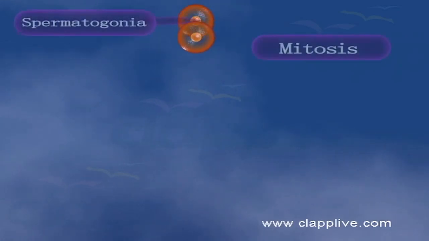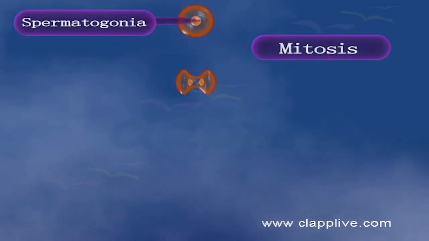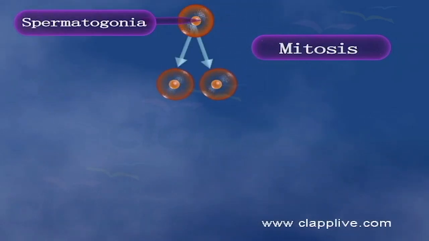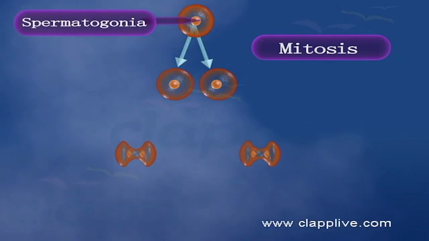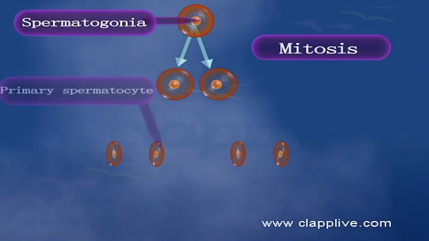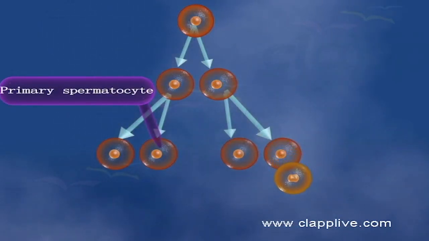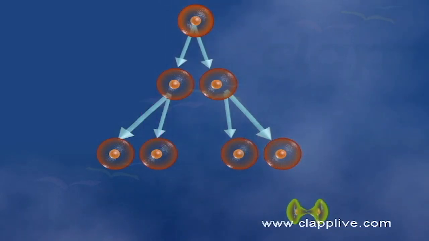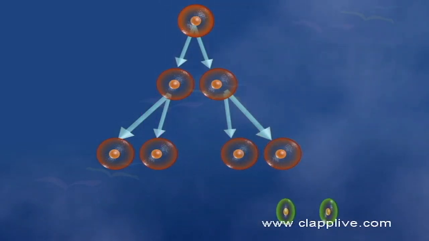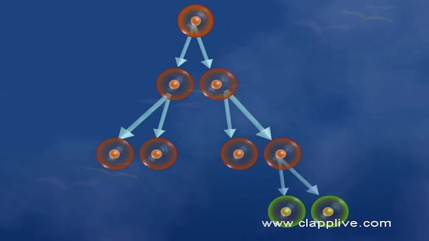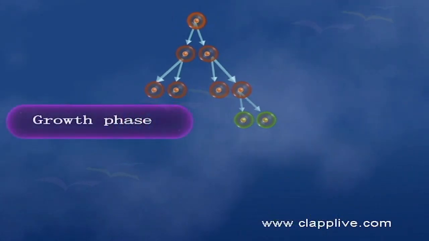The process begins with the multiplication of spermatogonia. Each spermatogonia again divides into 2 diploid primary spermatocytes. The next is growth phase, in which each diploid primary spermatocyte enlarges and prepares for meiotic division.